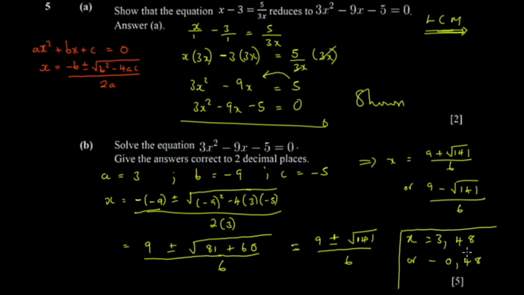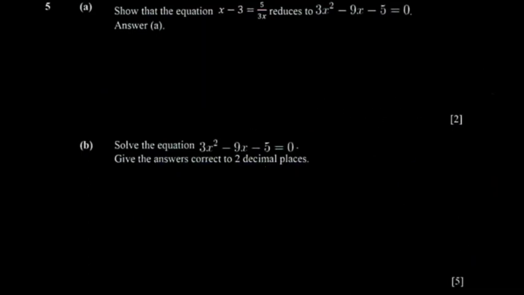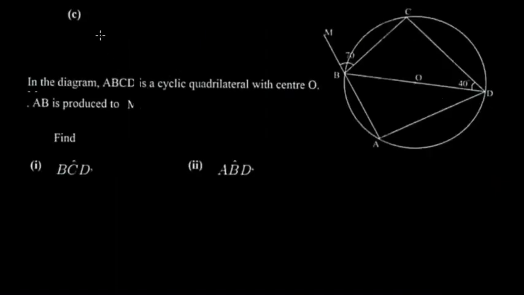Okay, so let's quickly move to the next question. The next question, it's actually a part. So the next part, it says you were given this diagram, and ABCD, it's a cyclic quadrilateral. This is just a fancy way of saying all the corners of ABCD are on the circumference. So ABCD has 4 sides as well. So it's a cyclic quadrilateral. Okay, and you're told that AB is produced to M. So AB is produced to M.